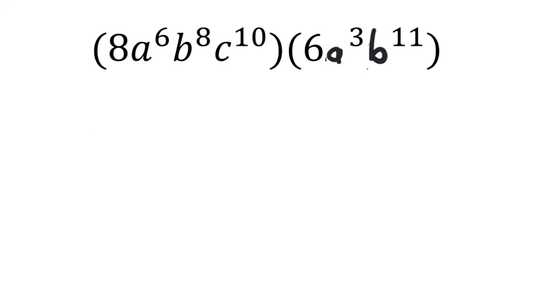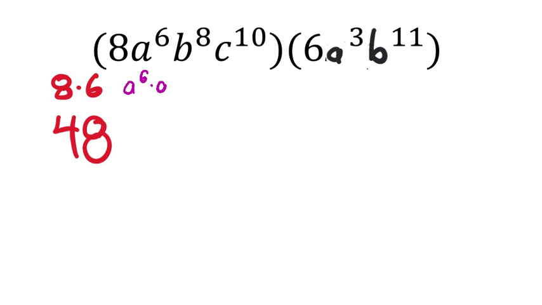Okay, but again, we're going to do 8 times 6, which we already know from that last problem is 48. Now I do have some a's to combine on this one. I got a to the power of 6, and also a to the power of 3. So that'd be a to the power of 6 plus 3, which is a to the power of 9. That's a 9. That's better.